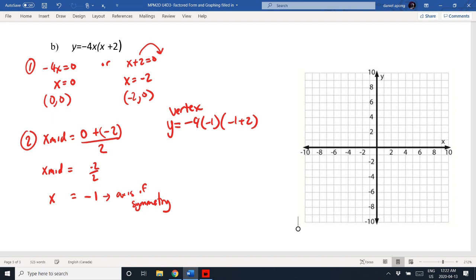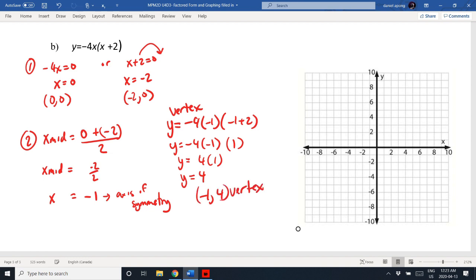And so we're going to do BEDMAS again. So we're going to solve what's in the bracket. For -1 plus 2, that's +1. And this is -4 times -1 times 1. So if we do this, we have -4 times -1, that's +4. Multiply across. So our vertex is going to be at -1 comma 4. That's our vertex.